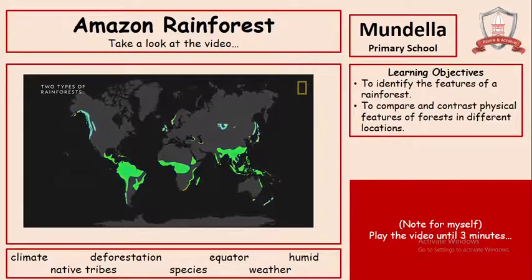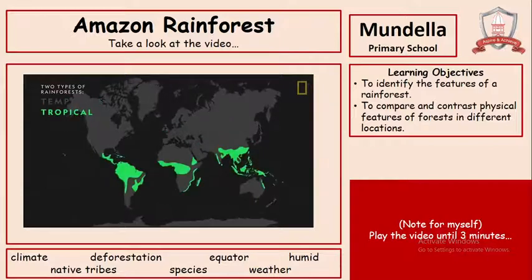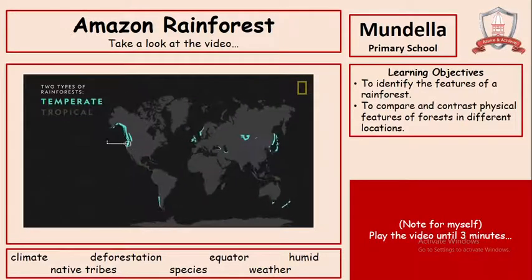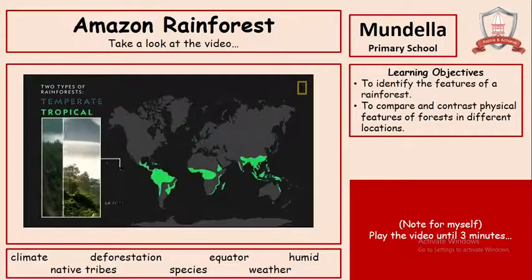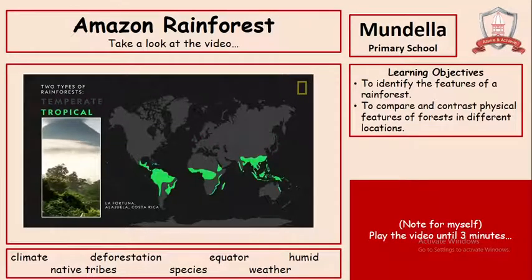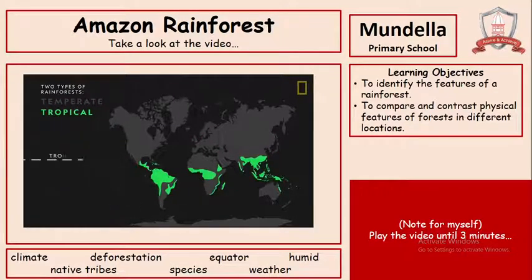2 types of rainforests are scattered across the globe: temperate and tropical. Temperate rainforests are mainly found in the mid-latitudes, often near cooler, coastal, mountainous regions. Tropical rainforests are primarily located in warmer climates, between the Tropic of Cancer and the Tropic of Capricorn.